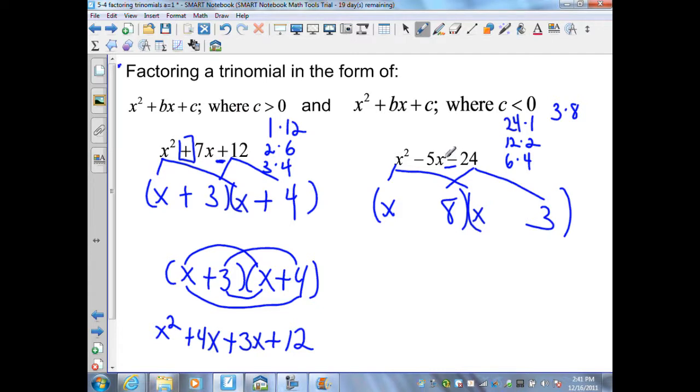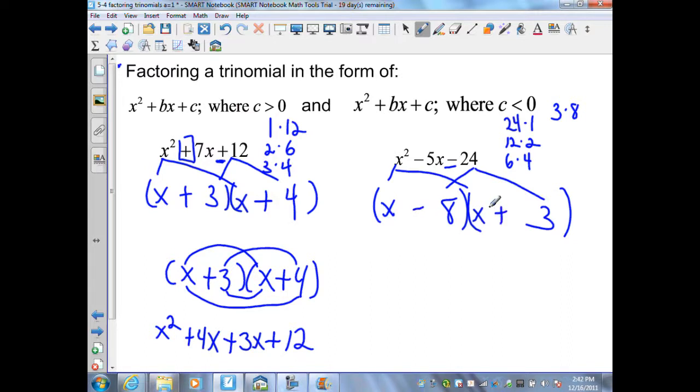And since this is a minus sign at the end, it tells me that my signs on the inside of these expressions need to be a plus minus or a minus plus. And that depends on whether I need to have a negative or positive value for my middle term. In this situation, if I make my 8 positive and my 3 negative, I still will get a negative 24, but my 5 would be positive because a positive 8 minus 3 would give me a positive 5x. Therefore, I need to switch those signs and make this a negative 8 and a positive 3.